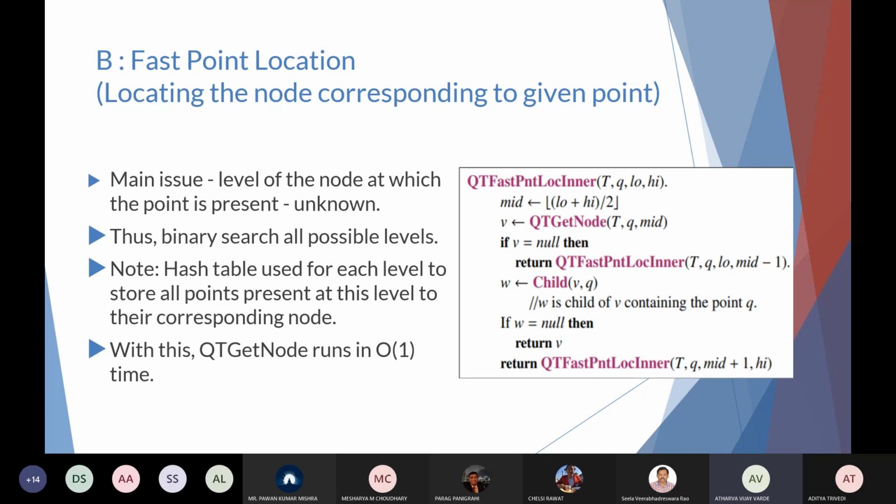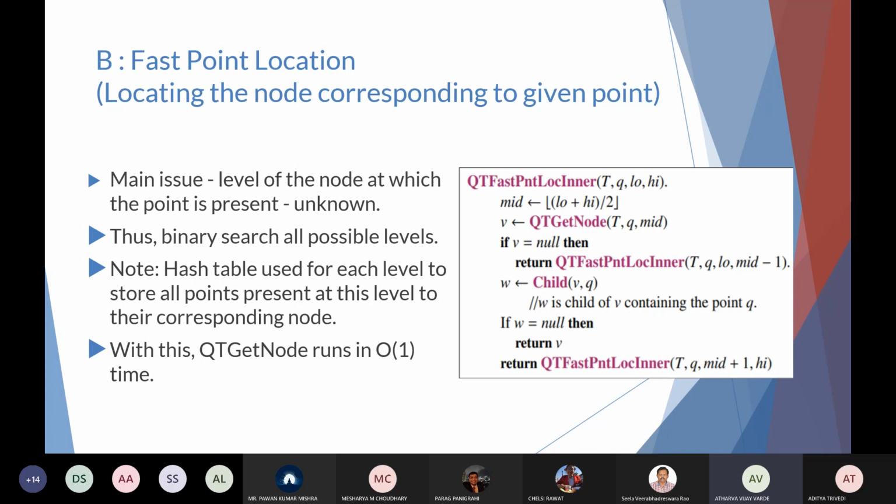So if you look at the pseudocode on the right, T is our tree, Q is the point that we're searching for, and low and high are the range of the binary search. First we look at mid, that is, we are doing the binary search, and then we use the function qt get node, which takes the inputs: the tree, the point, and the level.